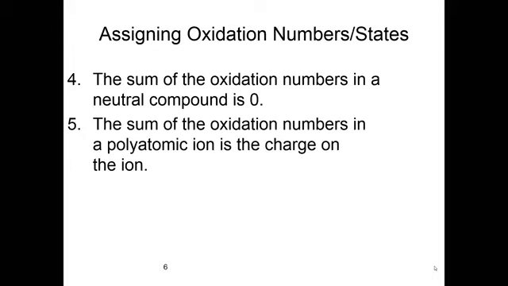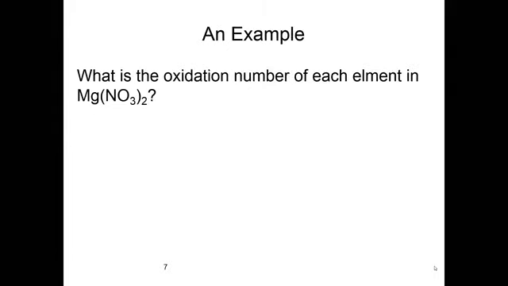Let's look at an example to illustrate these rules. This example will not hit every rule. You will see many more examples in class, in your textbook, homework, quizzes, etc. Work as many of these example problems as you can because there are many, many different combinations. In our example, we're going to ask, what is the oxidation number of each element in magnesium nitrate?